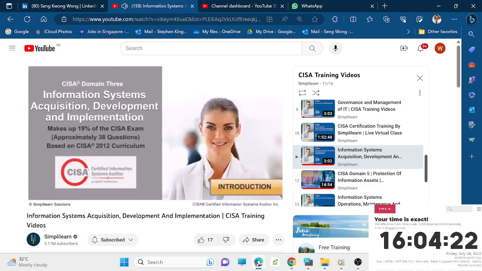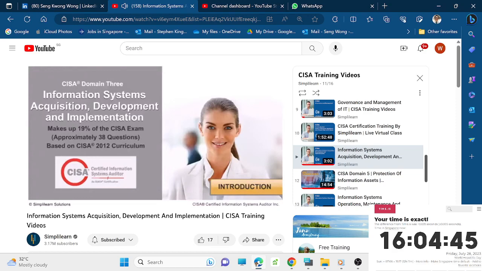In this new section, we get to understand how the different technology components, commonly referred to as IT infrastructure, are acquired and tuned in a manner that fits a particular organization's objectives. This is Domain 3 and is titled Information Systems Acquisition, Development and Implementation.